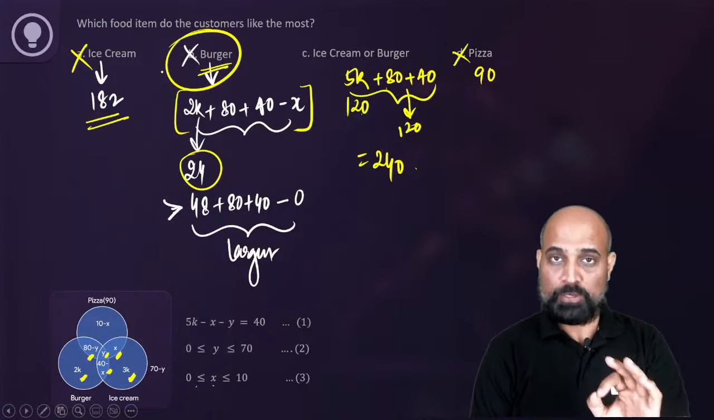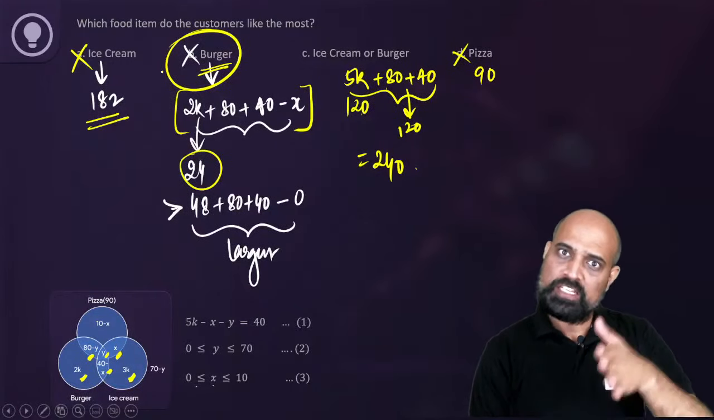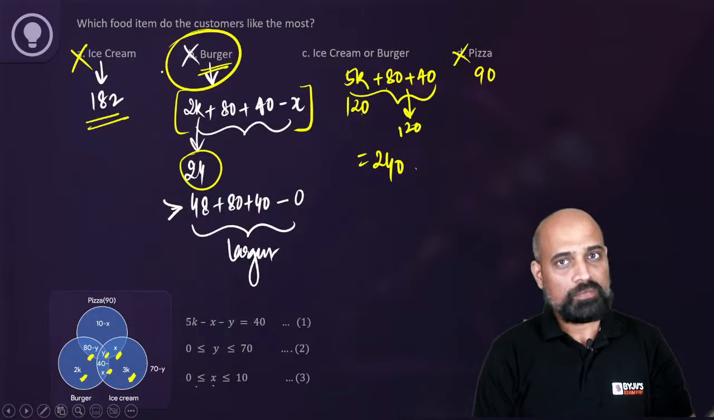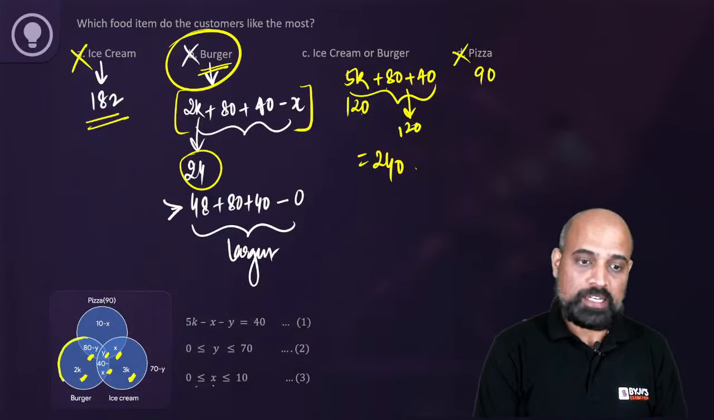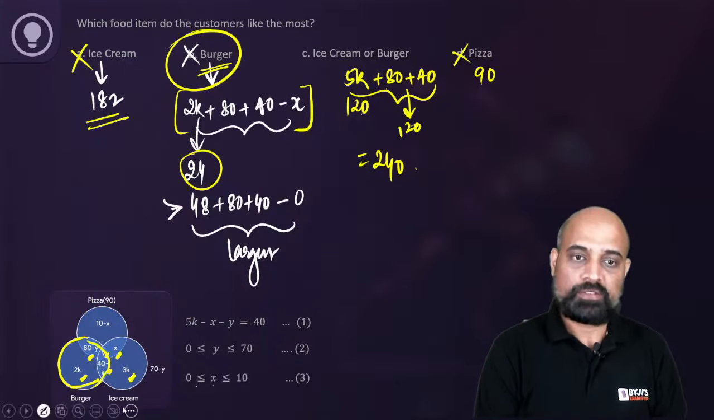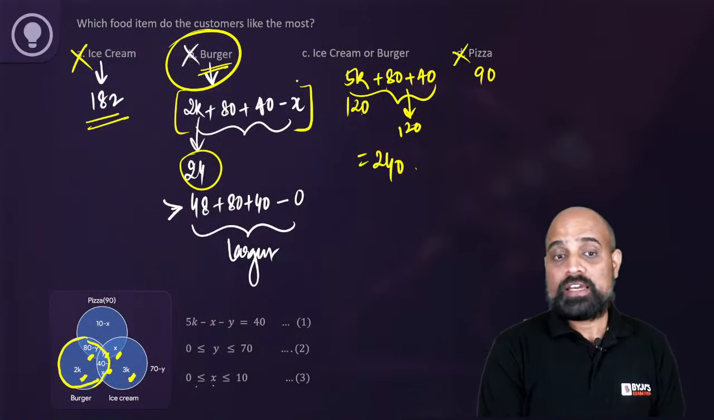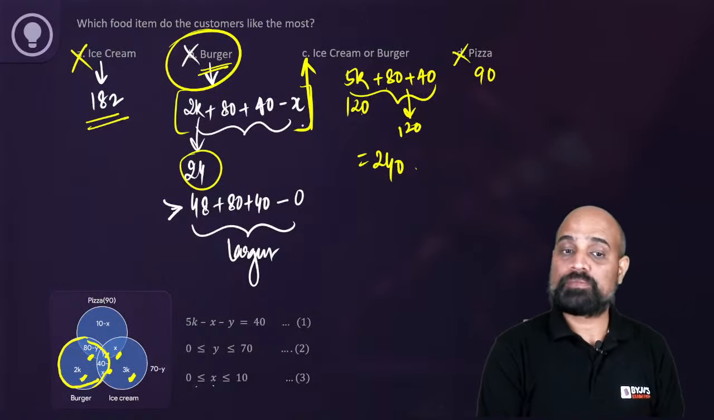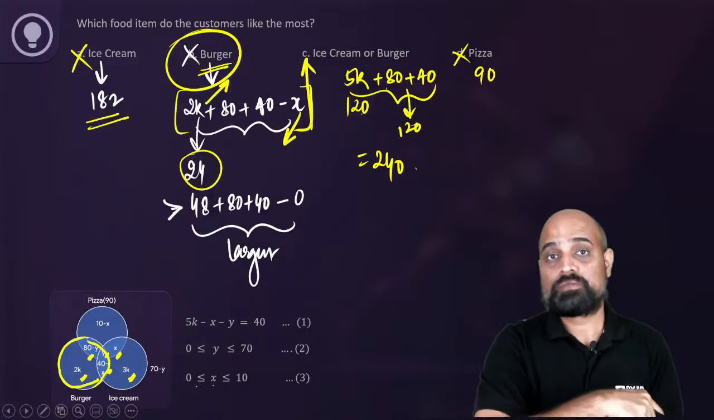Maximum number of people who can like burger. Can I say I have to solve this question in the very same way I solved for ice cream? So first, for burger, I will have to take this circle and add everything, which is 2k plus 80 plus 40 minus y plus y minus x. So this is what I will get. Now, this needs to be maximum. This entire expression will be maximum when k is large and x is small.